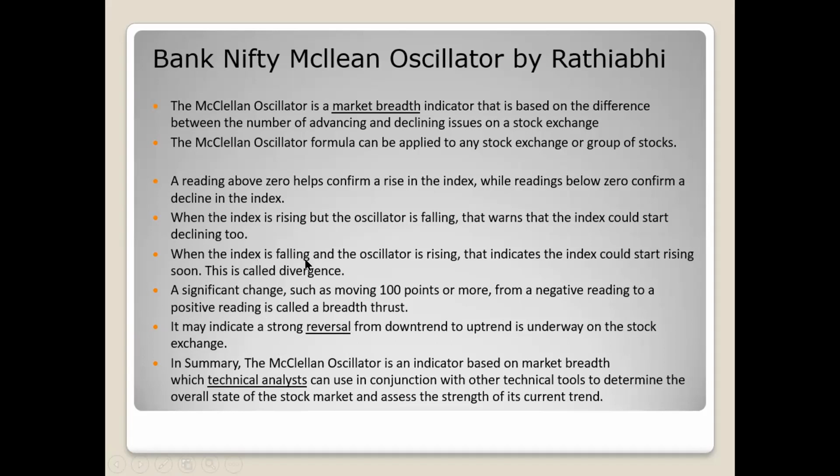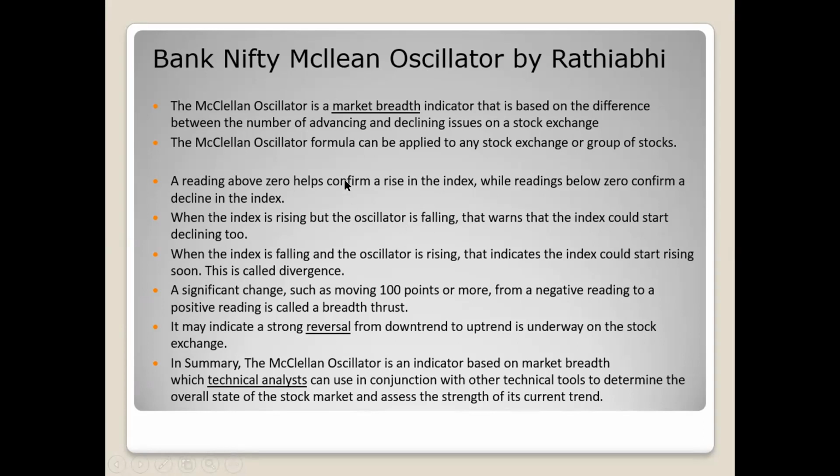When the index is falling and the oscillator is rising, that indicates the index could start rising soon. This is what we call a divergence, right? That indication is given by the McClellan oscillator. It may indicate a strong reversal from a downtrend to an uptrend on the stock exchange. These kinds of indications are very important for us, because all the reviews say this is a really good indicator when applied to Bank Nifty.